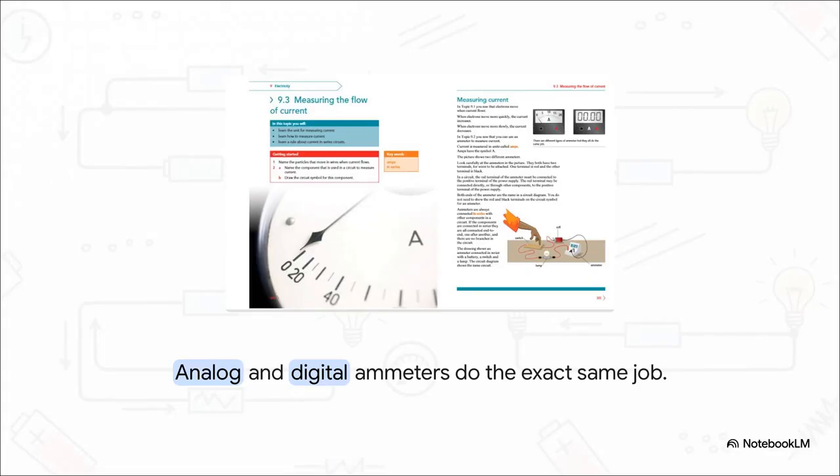Now, to actually measure those amps in the real world, we use a device called an ammeter. You might run into an analog ammeter, which uses that classic old-school physical dial with a needle pointer, or you might be using a modern digital ammeter that just gives you a crisp, precise numerical readout on a screen. But here's the thing. Even though they look completely different on the outside, they do the exact same job. They are both built specifically to read the flow of amps.